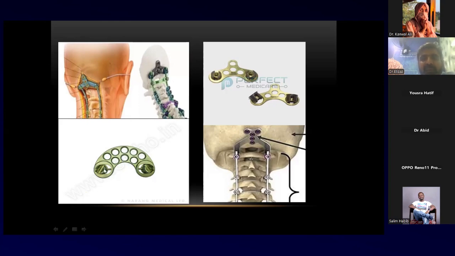So these are different plates. It's up to you which you are going to place. These are 2 screws. These are multiple screws, 5 screws. 4 screws. Okay.